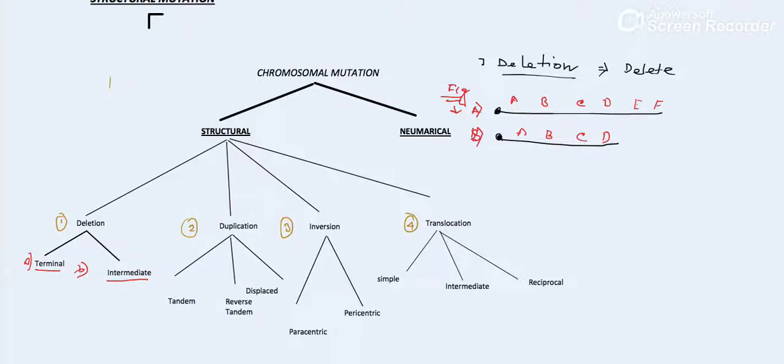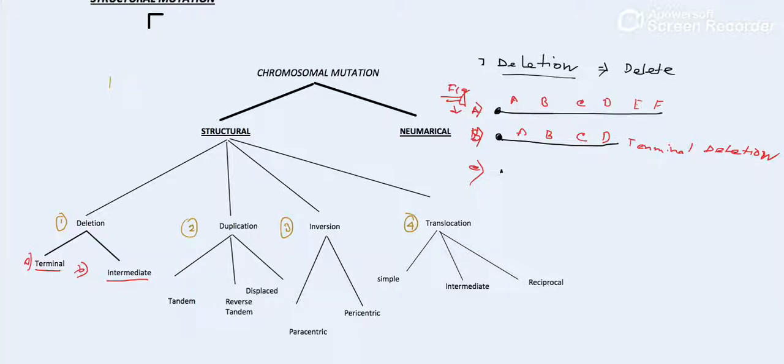intermediate deletion. Terminal deletion: from this figure, figure A shows A B C D E F, and figure B shows A B C D, but the E F part is missing. We can say the terminal part of the chromosome is missing or deleted. So we can easily say that it is a terminal deletion.